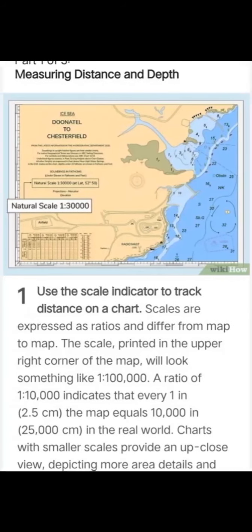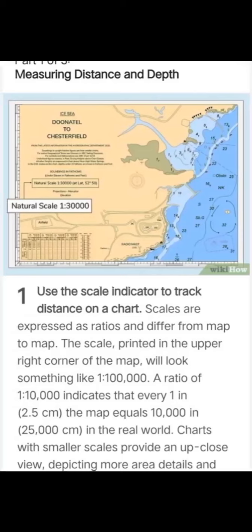Part 1 of 3. Measuring distance and depth. Use the scale indicator to track distance on the chart. First, scales are expressed as ratios and differ from map to map. The scale printed in the upper right corner of the map will look something like 1 to 100,000.